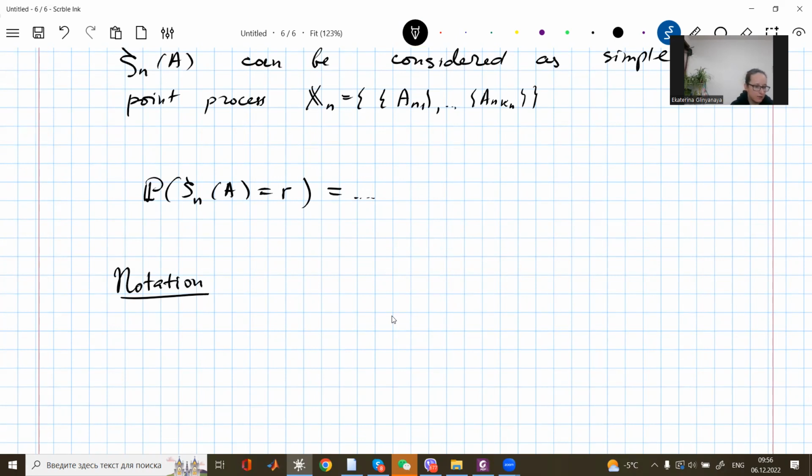And the notation is the following. We will define the following difference operators. Define deltas, the difference operator, and it acts on functions which are defined on subsets.